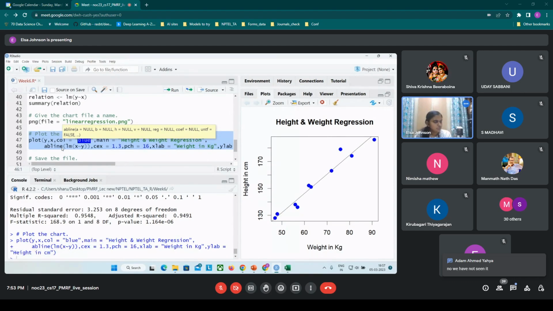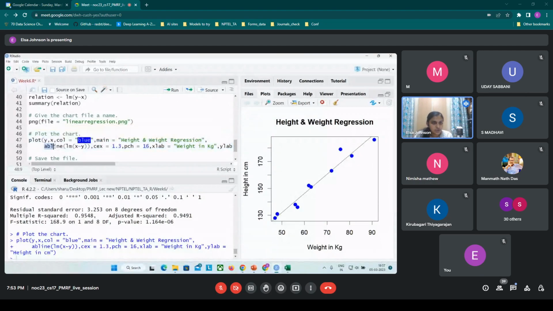Oh, you didn't have. Okay. So it will be forming a fit line, a regression line with respect to the plot. Yeah, kind of. One regression, one fit line. Yeah, that is right.